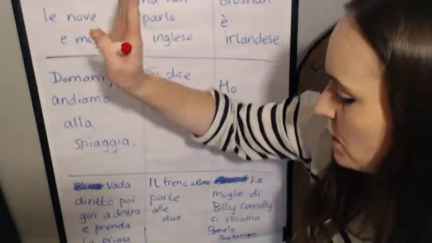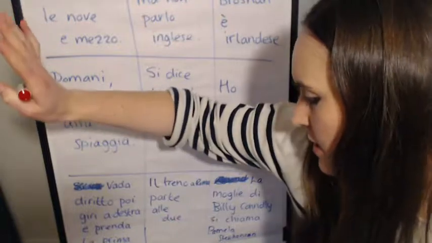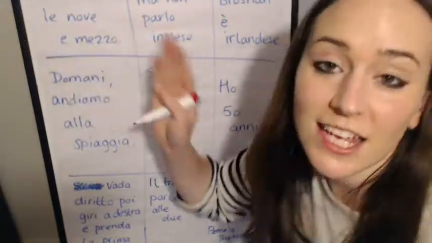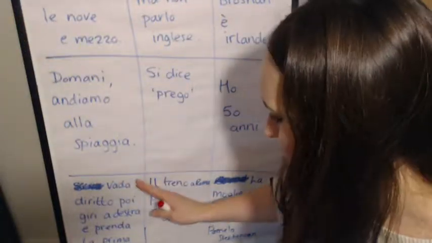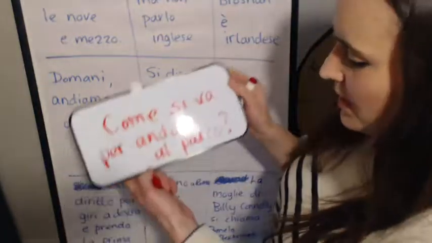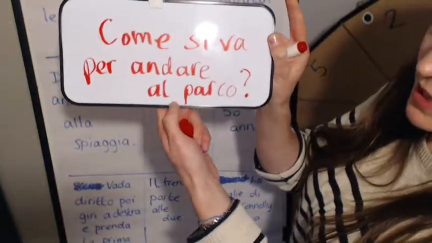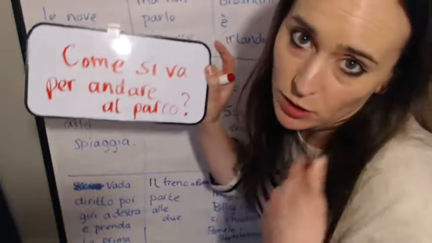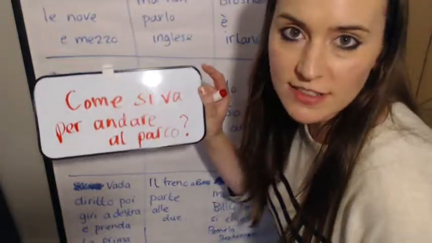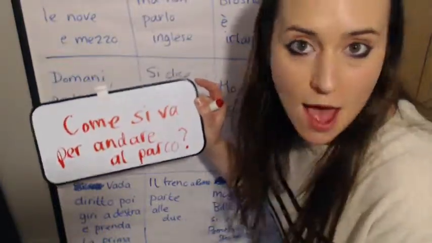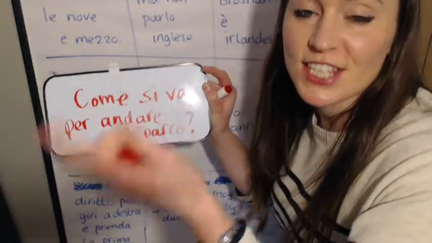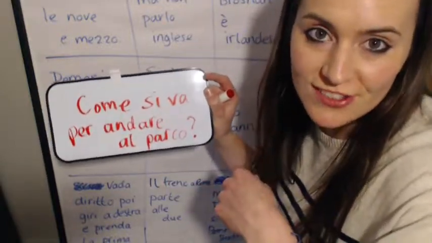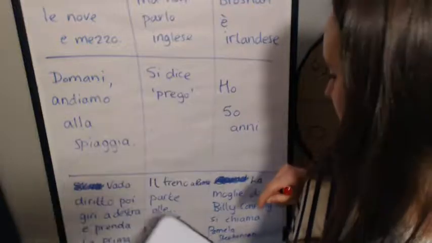Vada dritto, poi giri a destra e prenda la prima strada sulla destra, il parco è a destra. So right, and right. Al parco, a plus il equals al. Al bancomat, al ristorante, al bar, to the bar, to the ATM, to the restaurant. Okay, so that's what that means.